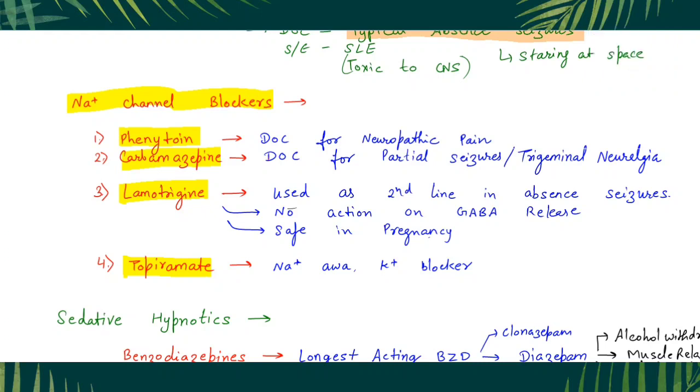Then the drug of choice for partial seizures and trigeminal neuralgia is carbamazepine. Lamotrigine is used as second line in absence seizure. For Krok it's enough; if you want to remember more you can, but if you don't, just cut it. Lamotrigine has no action on GABA release and is safe in pregnancy. So which anti-epileptic drug is safe in pregnancy? Lamotrigine. Next is topiramate, which is a sodium as well as potassium blocker.